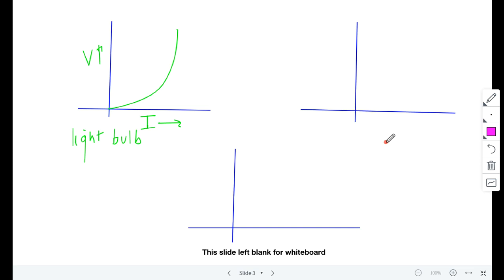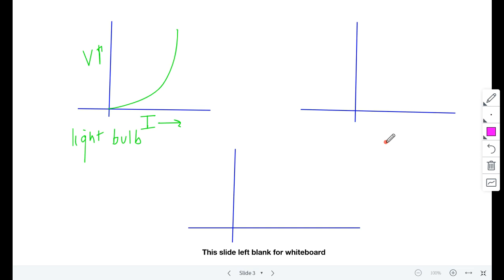With a light bulb, when voltage increases, current is increasing, or when current is increasing, voltage is increasing. That's correct, but it's not increasing linearly. It's not increasing in the straight-line way that it's supposed to for an ohmic conductor.